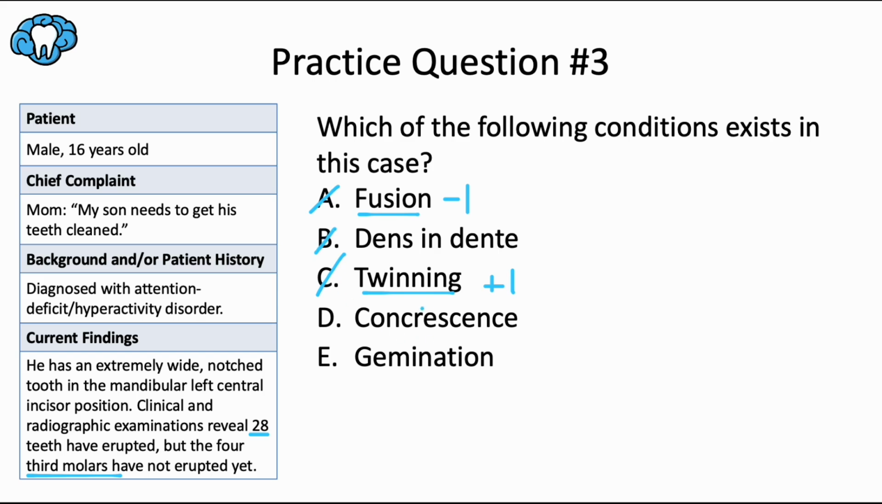So we're left with either concrescence or gemination, which both cause an N or normal amount of teeth. Concrescence affects the root, while gemination affects the crown. Gemination is where you have one tooth bud that partially splits, so you have a larger than normal tooth with a bifid or notched macrodont crown, which matches the patient box description exactly. So the answer to this question is E.